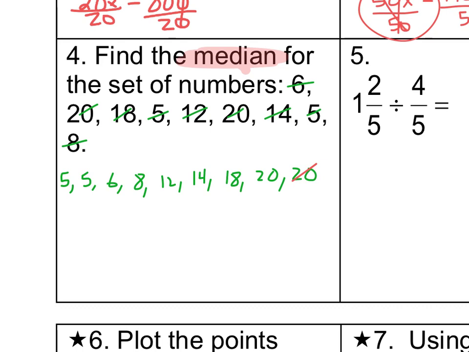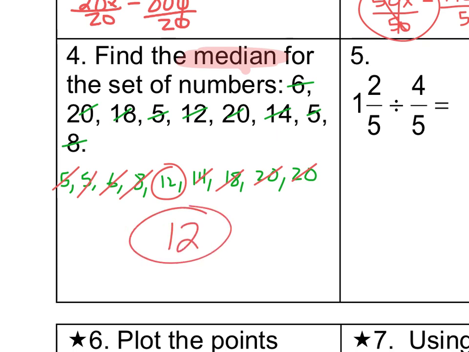Now I just cross off till I get to the middle. And then, of course, there's the numerical way of doing this, but we'll just show this as 12 being the middle number with 4 on each side.